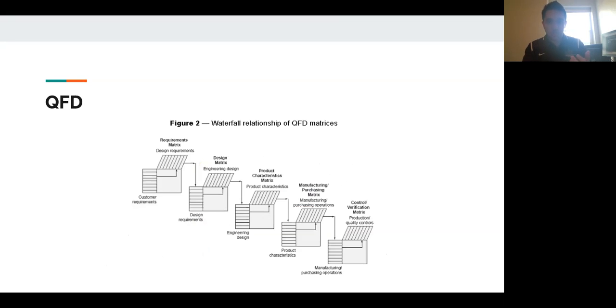So without further ado, let's actually talk about the tools we'll be using to go about our project planning and management.